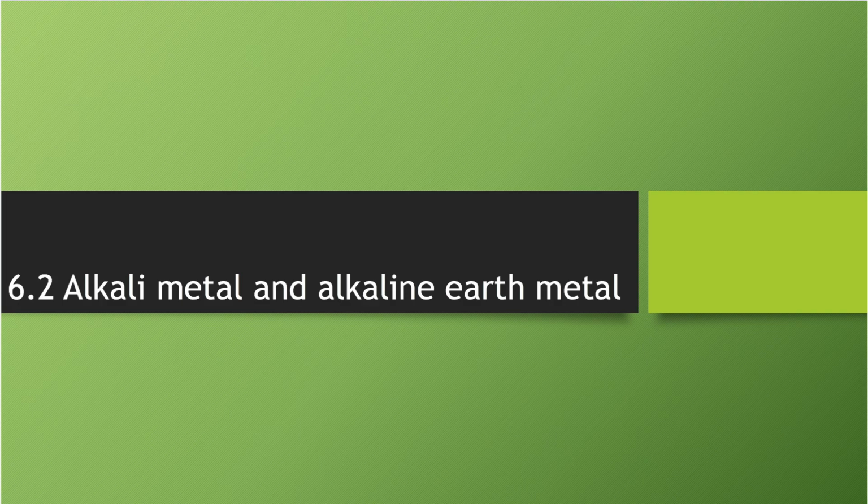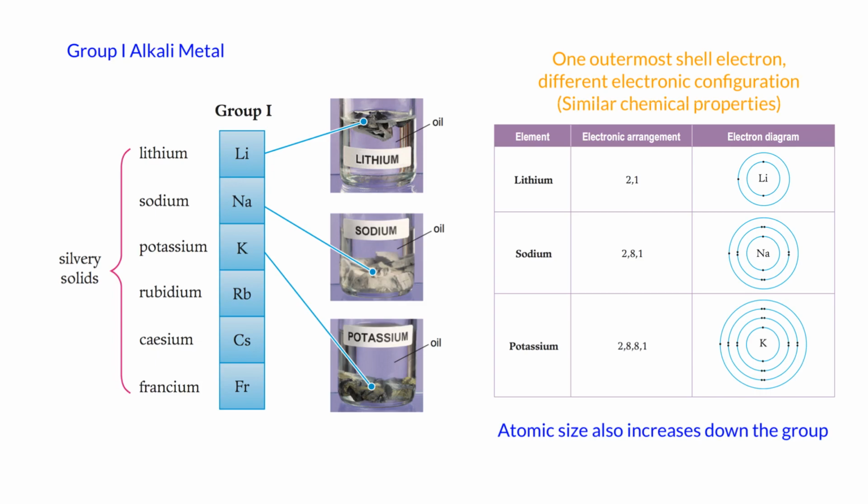In this video, we're going to talk about alkali metals and alkaline earth metals. In group 1, those metals are called alkali metals. The first member in alkali metals is lithium, and then it will have sodium, potassium, rubidium, cesium, and francium.